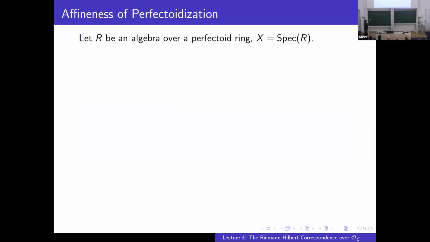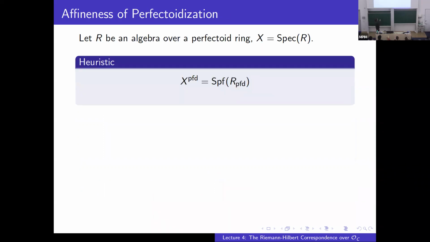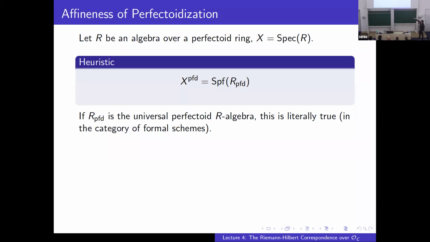So let R be a commutative ring, and I'm going to assume that it's an algebra over a perfectoid ring. And the heuristic I want to explain is that this perfectoidization of the spectrum of R, it's like the formal spectrum of R puft. So what do I mean by that? Well, one case is when R puft meant what it meant in the previous lecture. Like suppose there was an initial object in the category of perfectoid R algebras, then this is something which is literally true in the category of formal schemes. Both sides are p-adic formal schemes, and they're isomorphic to each other.